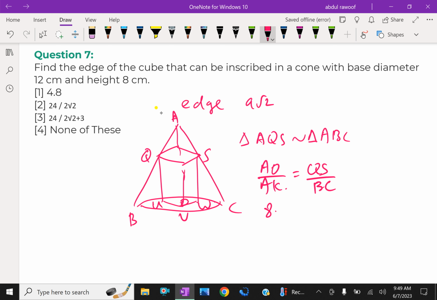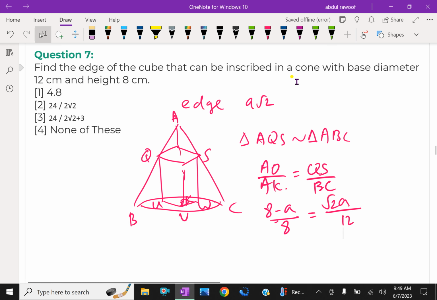Therefore, 8 minus A by 8, because 8 centimeter height, AK is 8. The point K is the center, AK is 8, over equal root 2A over 12, because 12 centimeter base diameter. That is big triangle, and from that inside small triangle.